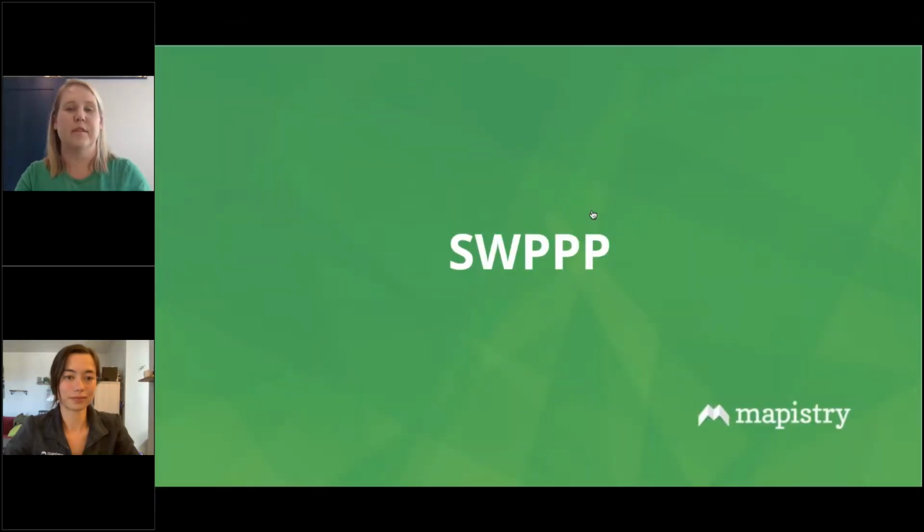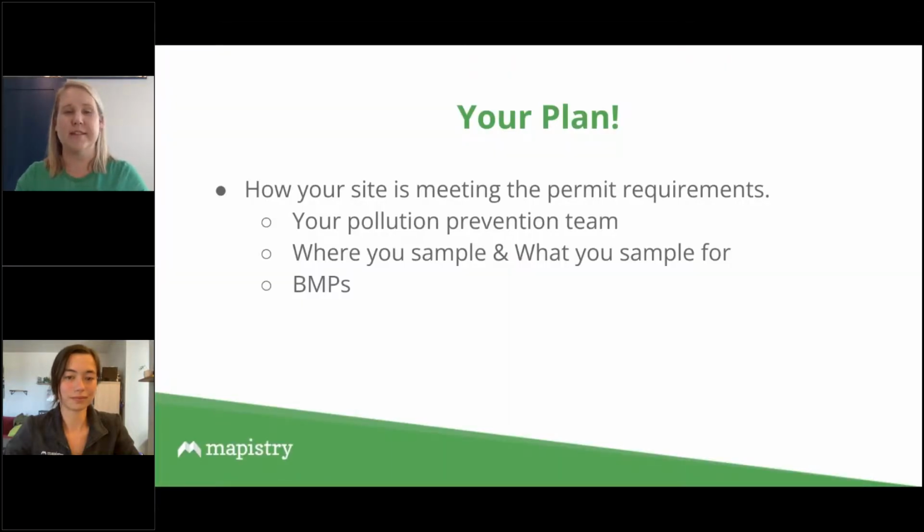So it's your plan. It is how you are communicating to the state and really to the public, because it's publicly available, how your site is meeting the permit requirements. Some key components of it that we need, one, to make sure we're keeping current. Two, are your pollution prevention team. It's also going to talk about where you sample and what you sample for and your best management practices.